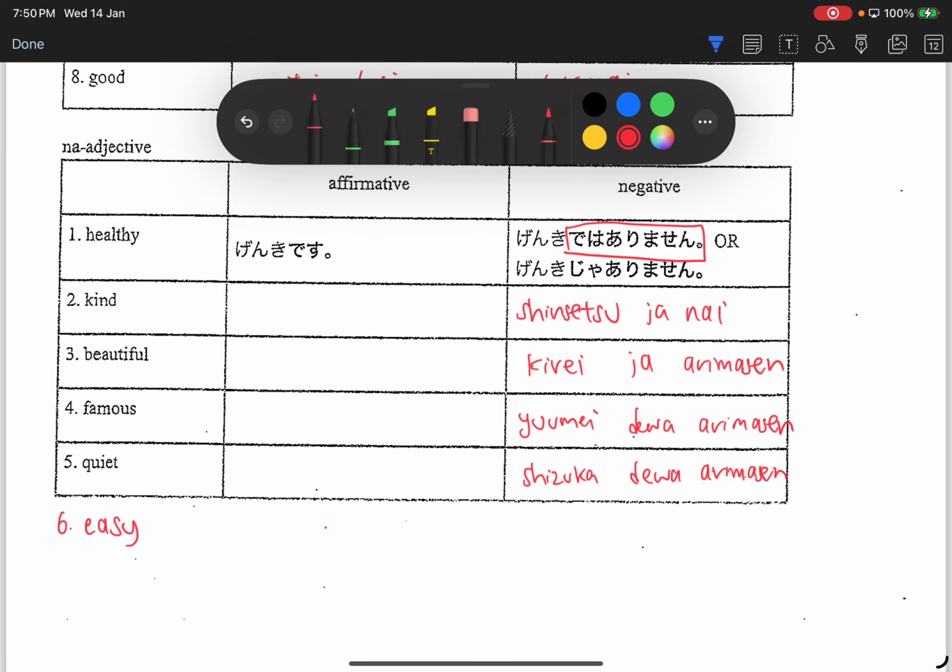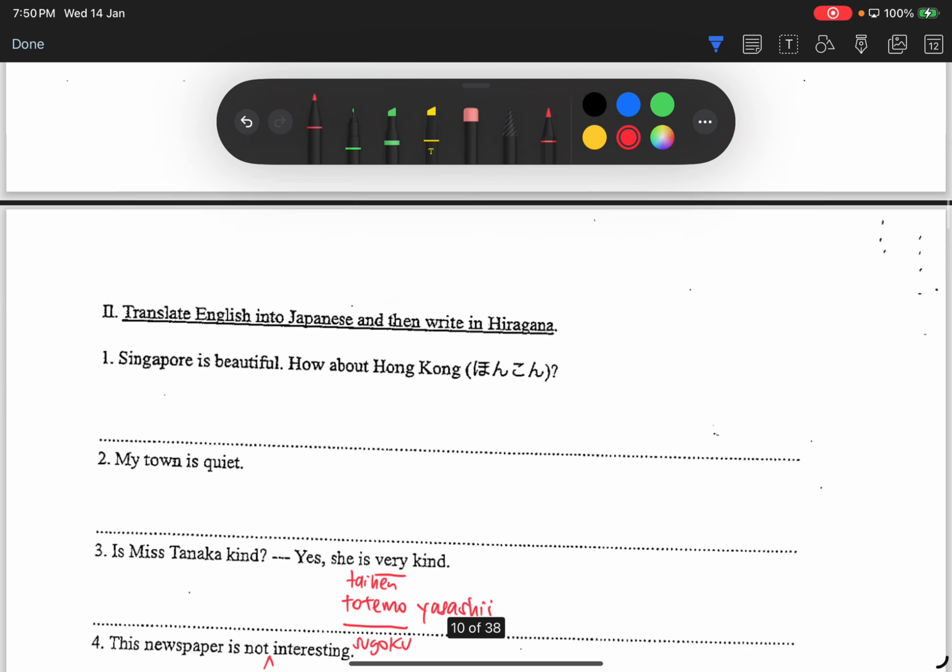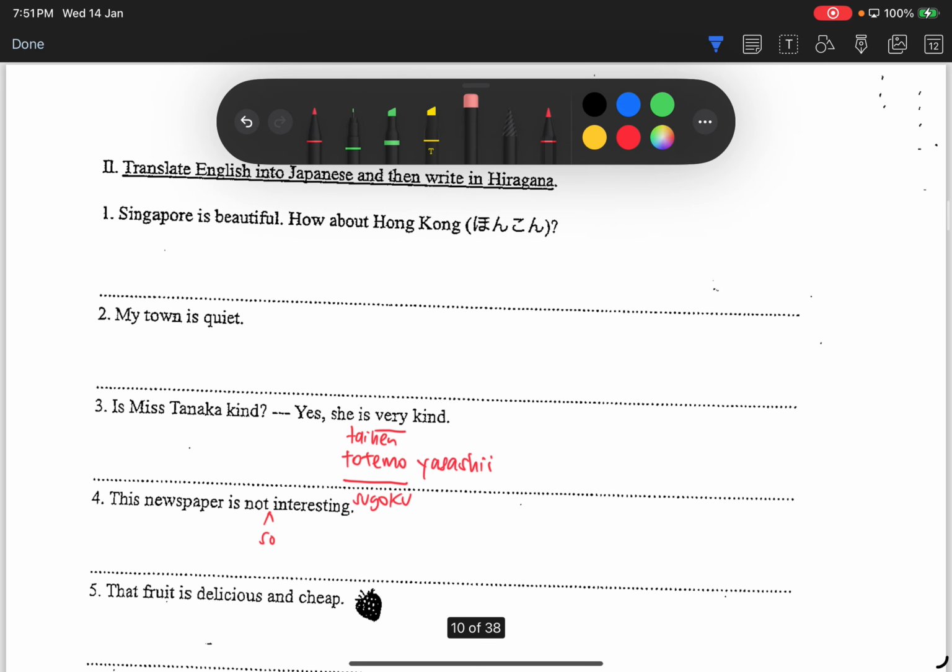Easy. What is the other word for it? Yasashi. No, for na adjective, easy. Simple. Kantan, yeah, we talked about this just now. Kantan. So the negative is? Kantan ja arimasen. Okay, very good. Thank you. Next part.